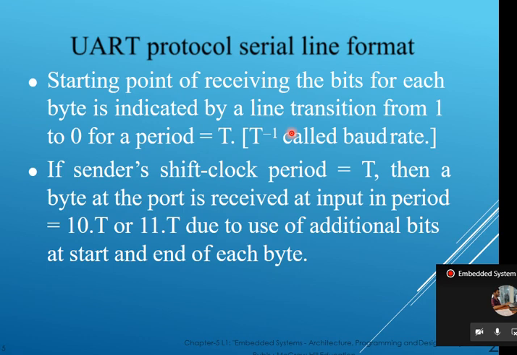Here if you see, I told that we can't express it in terms of bits per second. Here they will use the baud rate. So the baud rate represents how many frames I am going to send in one time cycle. So here the starting point of receiving the bits, each bit, is indicated by the line transition from 1 to 0. So what it represents is the line transition from 1 to 0, how many times it is changing between ones and zeros. So that they are going to calculate from the time period.